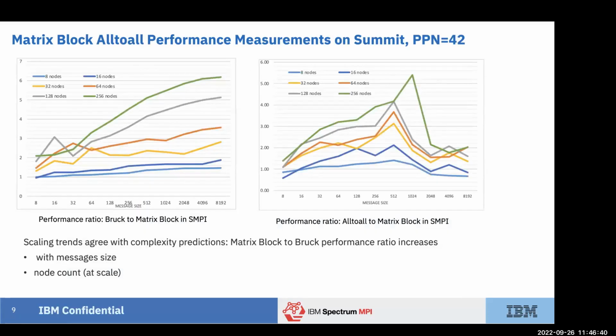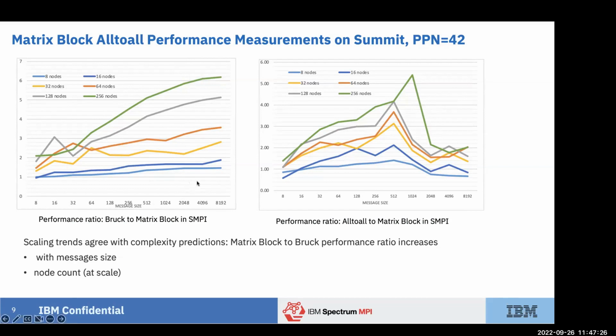On that chart, we're seeing performance measurements on Summit with PPN 42, which compare Bruck to matrix block in Spectrum MPI. And we're seeing two trends. The first is that as we increase message size, the matrix block algorithm performs better. And the second trend is that as we increase node count, it also performs better. And this is in agreement with the metric predictions that we can derive.